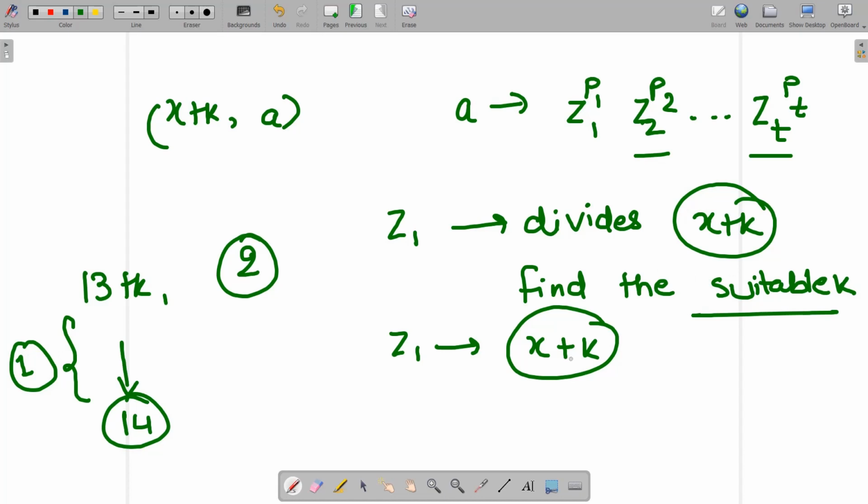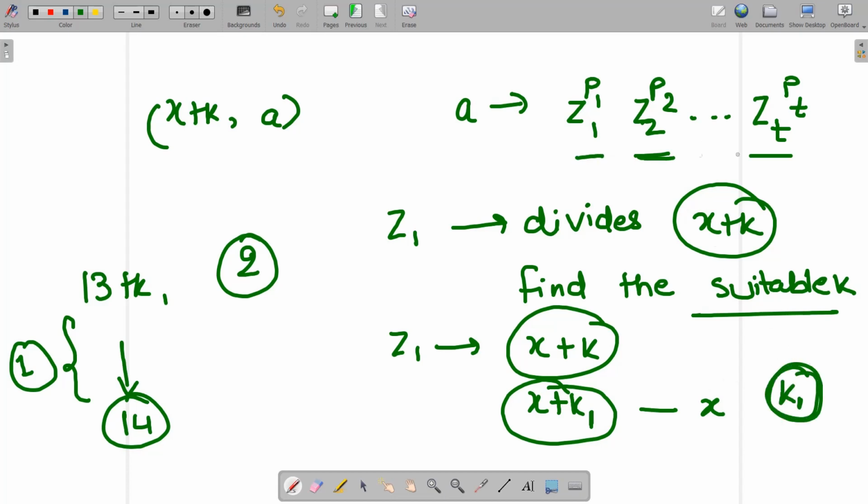So suppose you have found the suitable k, let's call it k1. At the x plus k1 value, z1 is going to divide x plus k1. So you need to find the difference from x, and you will get the value k1. So for each z1, z2 up to zt, you need to find the values k1, k2, k3 and so on up to kt.